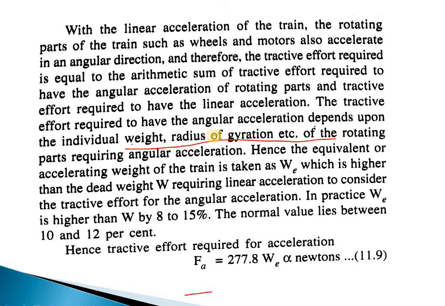of the rotating part. Hence, the equivalent or accelerating weight of the train is taken as We, which is higher than the dead weight W required for linear acceleration, to consider the tractive effort for the angular acceleration. In practice, We is higher than W by 8 to 15%, and the normal value lies between 10 to 12%. Hence, the tractive effort required for acceleration is Fa equals 277.8 We alpha newtons.